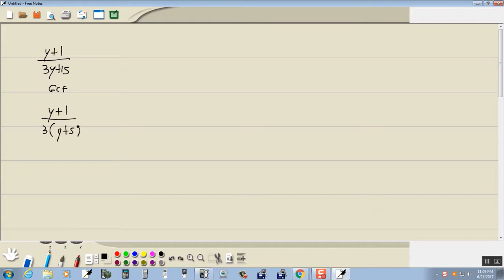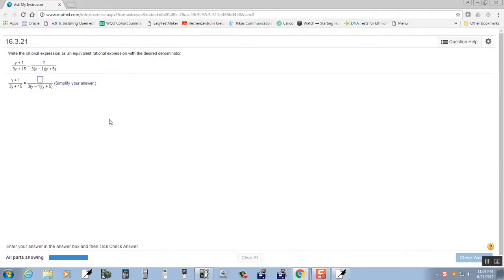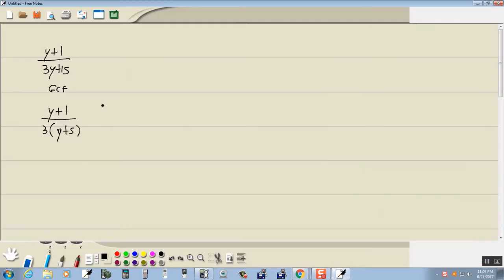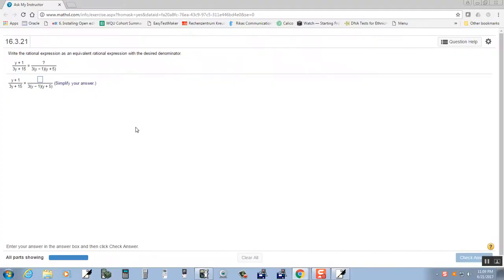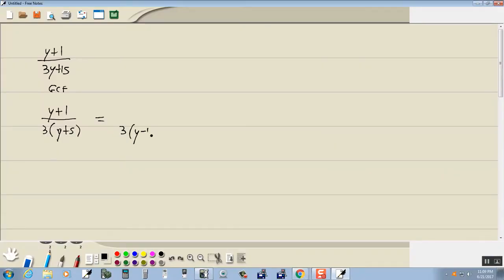But here I factor 3 out, and that gives us 3 times y plus 5. Now here, we want to rewrite it with this new denominator. And the new denominator is 3 times y minus 1 times y plus 5.